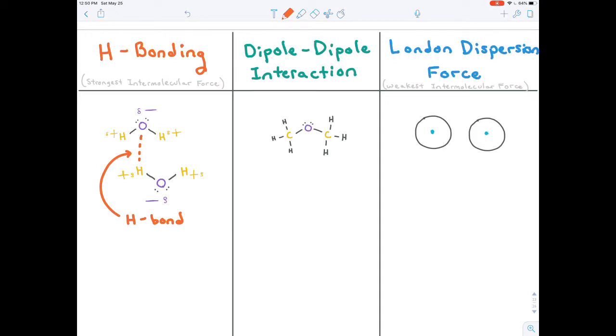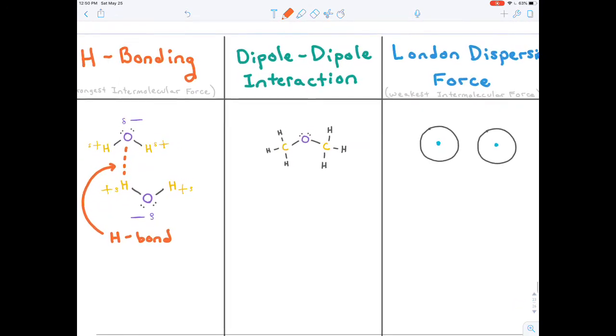Because the difference in electronegativity between oxygen and hydrogen is so big, these are almost full charges, and so this attraction is really strong because it's almost full charges. And that makes hydrogen bonding the strongest intermolecular force, because the partial positive and negative charges are so big. So they're almost full charges, and so the attraction between them is really, really strong.